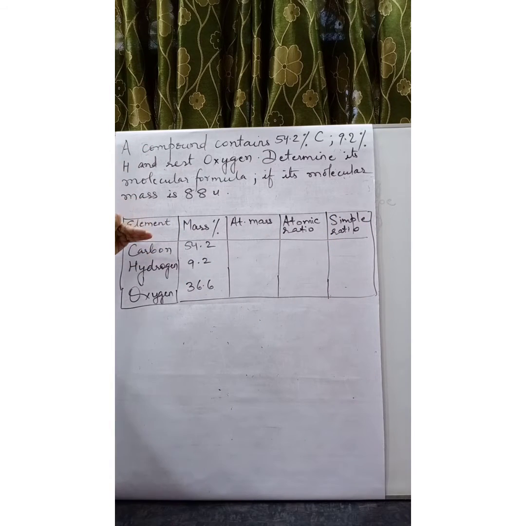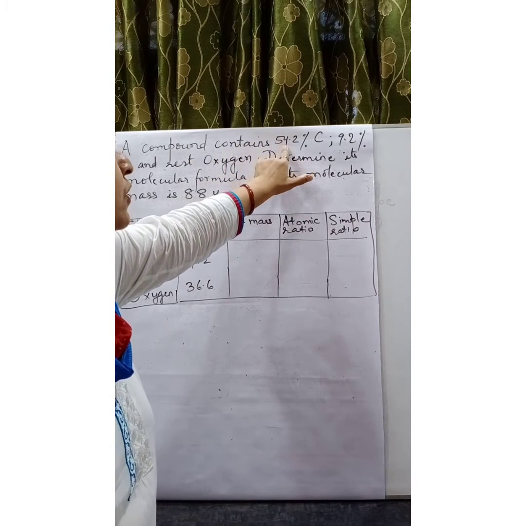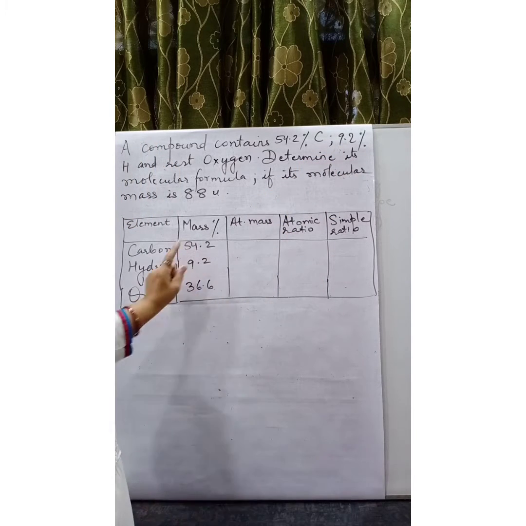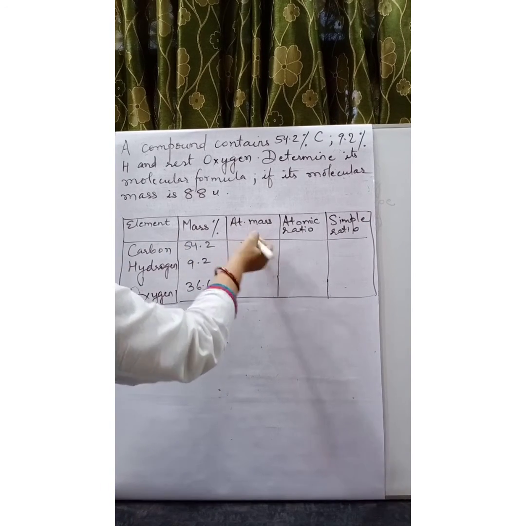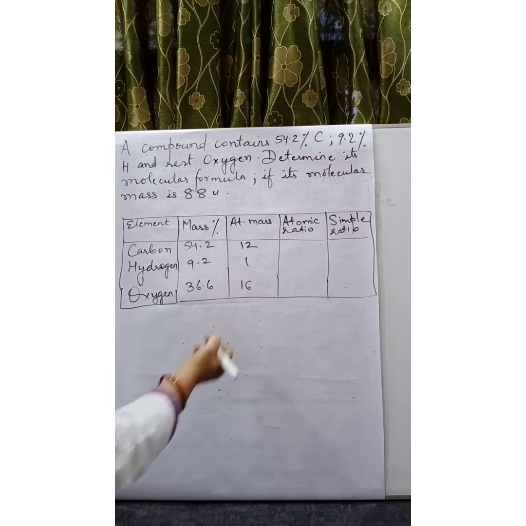Now, which elements are present in your compound? You have written down carbon 54.2%, hydrogen 9.2% and the rest is oxygen. That means the total percentage is 100. So just add 54.2 and 9.2 and subtract from 100, and you will get the percentage of oxygen. Now fill the columns. What is the atomic mass of carbon? 12. We know this. Hydrogen is 1 and oxygen is 16.